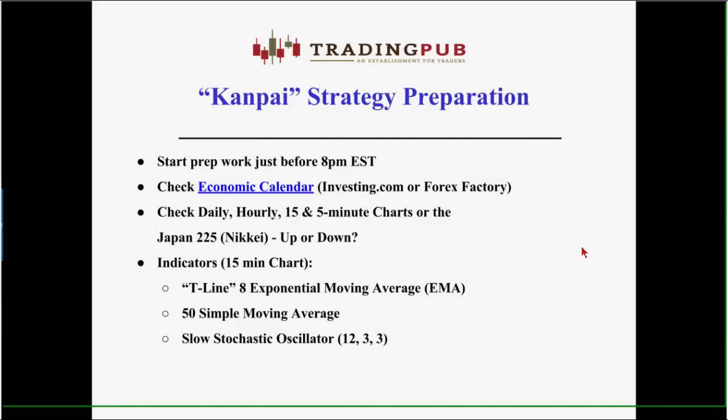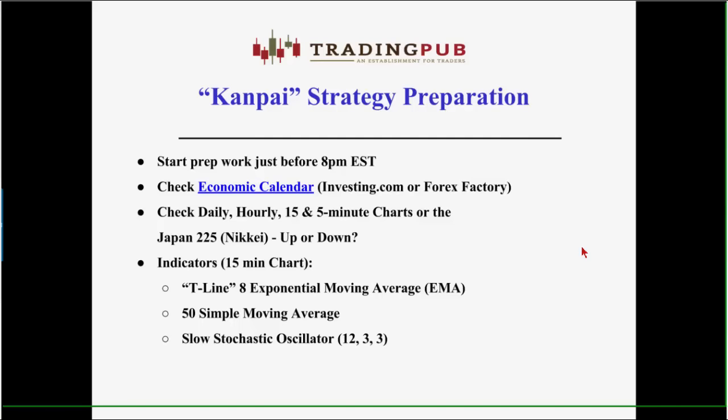So what I do is, the Kanpai strategy starts at 8 o'clock Eastern time. First thing I do is I check the economic calendar. I prefer investing.com, others like Forex Factory, but I want to make sure there isn't any news that could be affecting the Asian session. I'll take a look at the historical daily, 4-hour, hourly, 15-minute, 5 minute charts to see what that market is doing going into the 8 o'clock hour. Is it trending up or is it trending down?